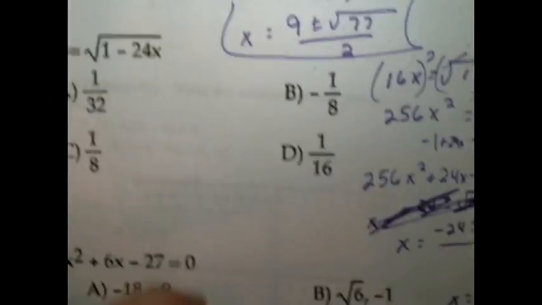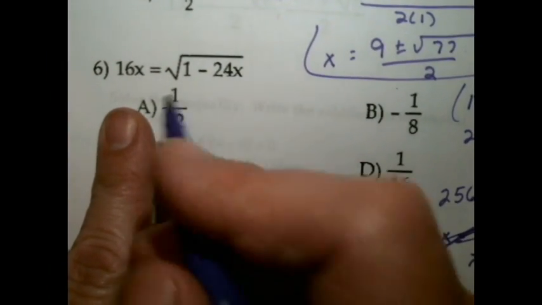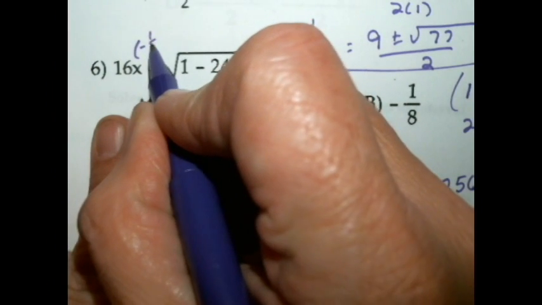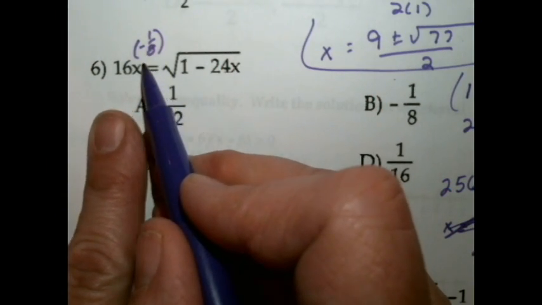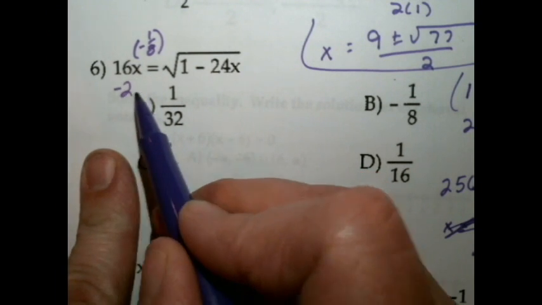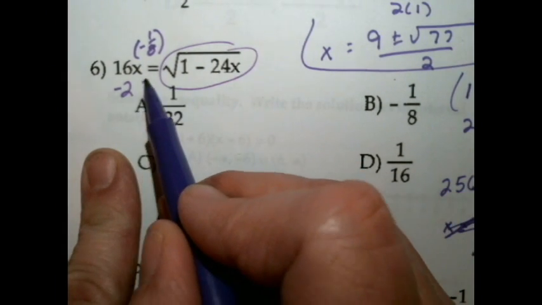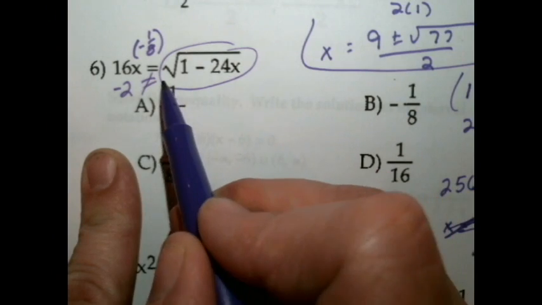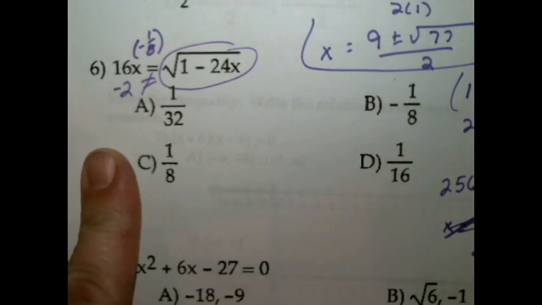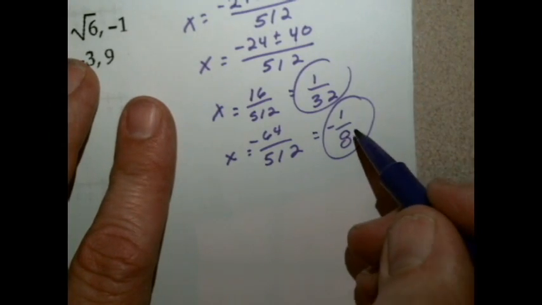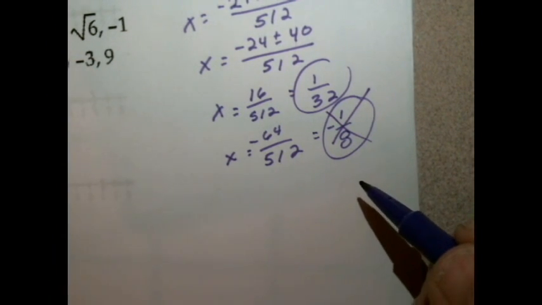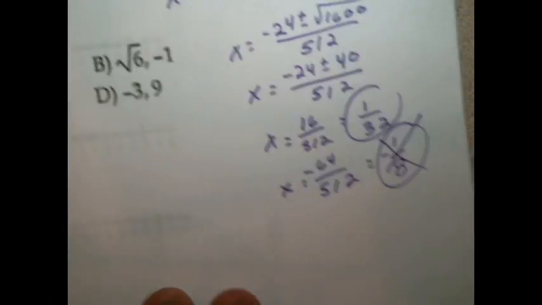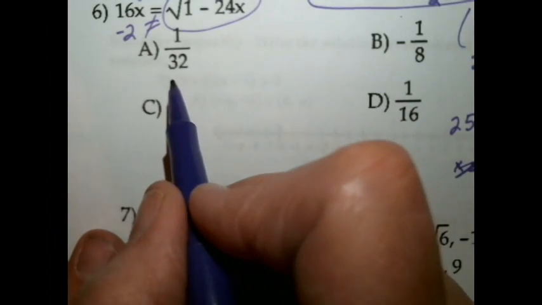So let's go up here and look at the original problem. If I put negative 1/8 in for x, 16 times negative 1/8 would be negative 2. Well, when you take the square root of something, it cannot equal a negative. So negative 1/8 is an extraneous solution. So the correct solution is A, 1 over 32.